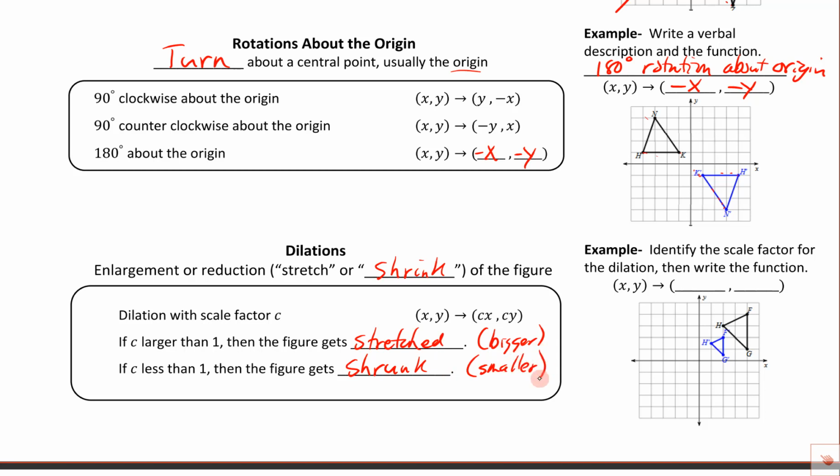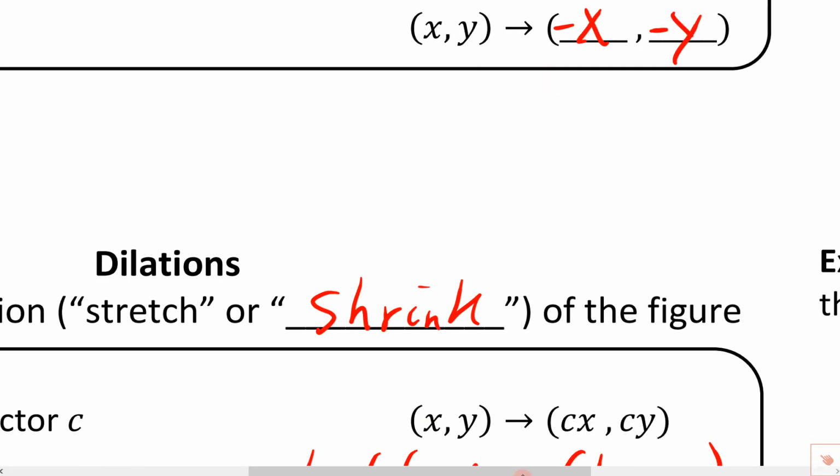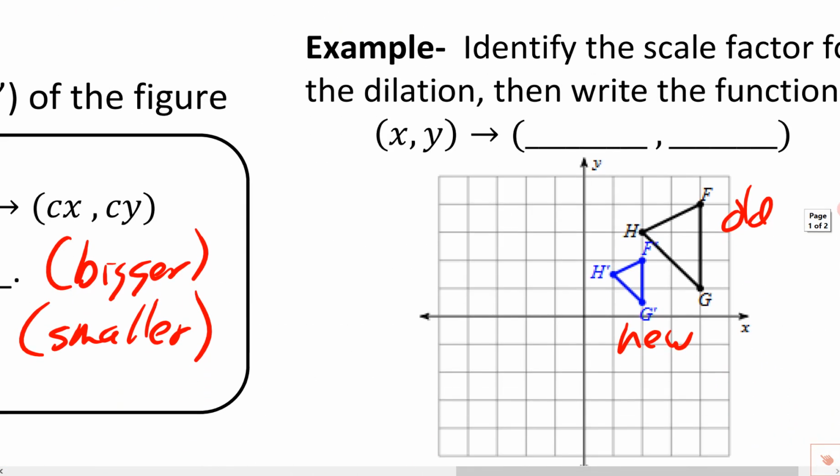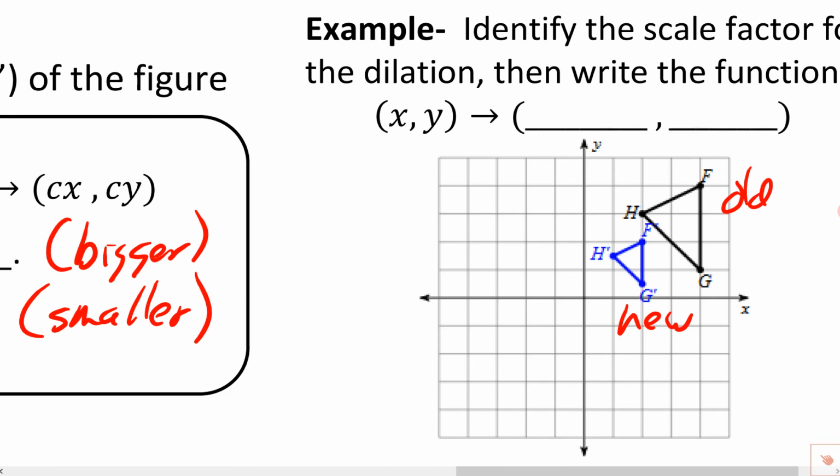Okay, so let's take a look over here and see what's going on. It says identify the scale factor of the dilation, so it tells us it's a dilation, then write the function. So if you'll remember, all we need to do is figure out what the scale factor is here. This one is the old one, so I'm going to write old here, and this is the new one, and I'm going to zoom in on this one so we can see what's going on, because this one has fairly small numbers. Quick reminder, I think we actually did this one in the notes, but if you take a look at this, you'll notice that h goes to h prime.